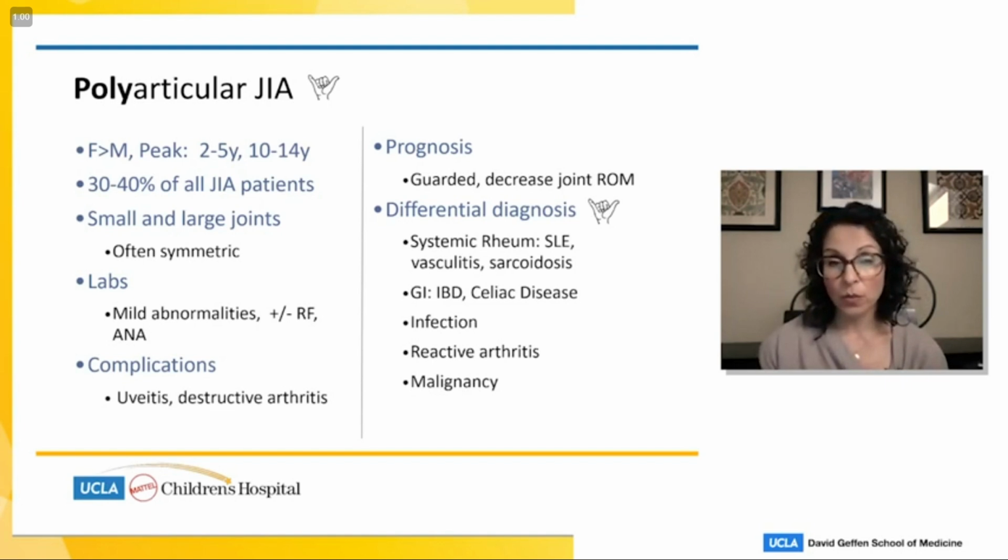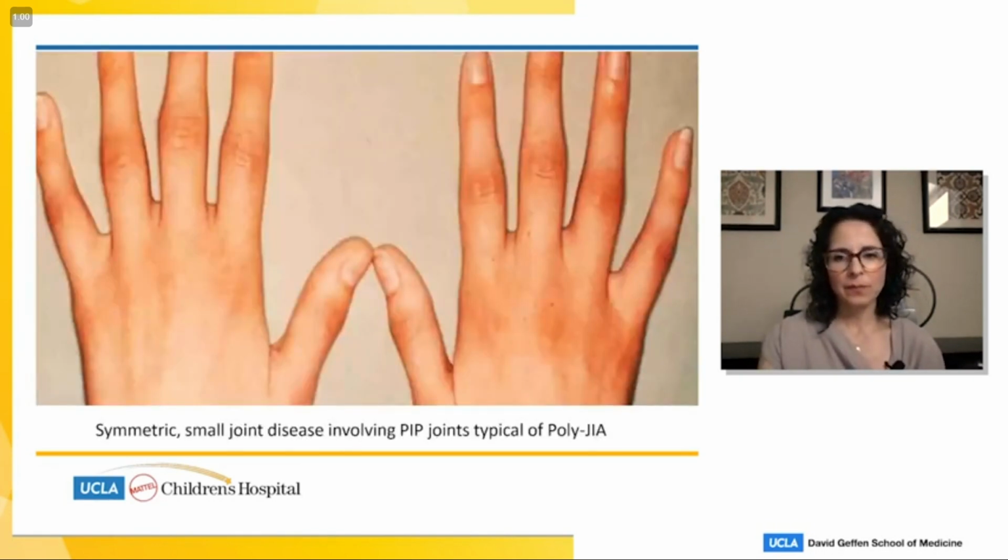What's the differential diagnosis between poly and, let's say, oligo? You'll see some similarities here. But in particular, we worry about some of the systemic rheumatologic diseases. More commonly, we see the polyarticular than the oligo with these systemic rheumatology problems. An example of what this PIP small joint arthritis looks like, very typical, symmetric.